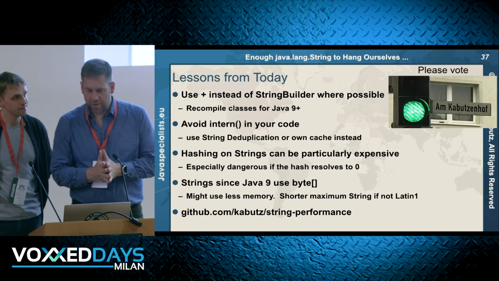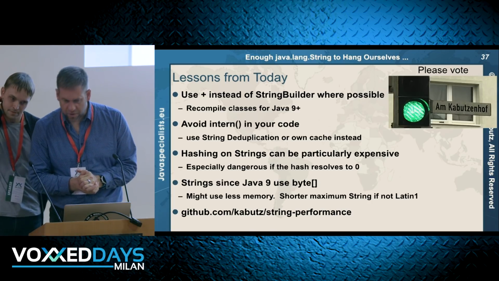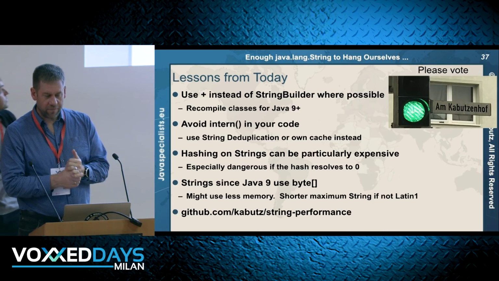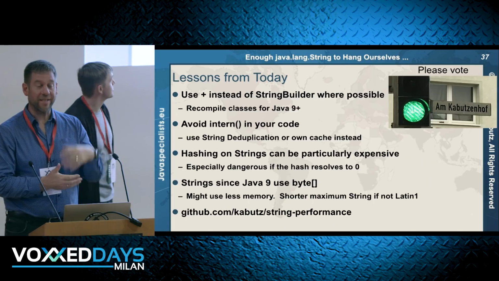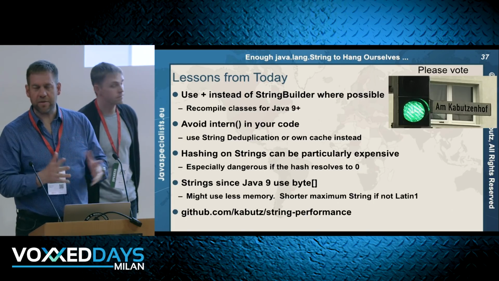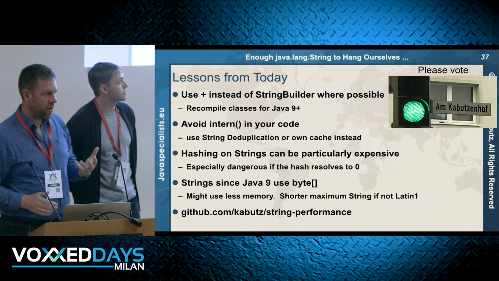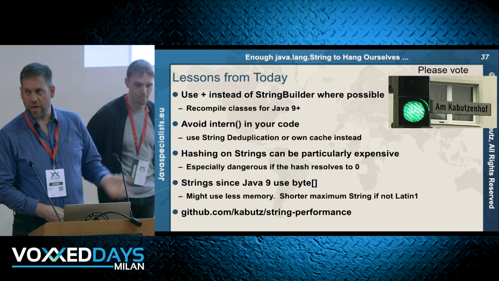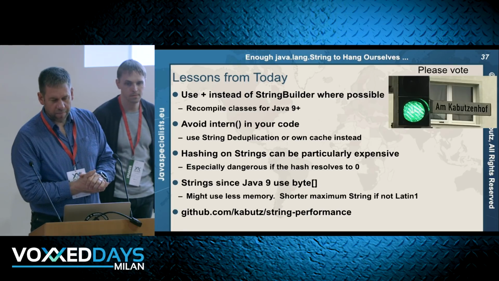Just a few lessons from today. Use plus instead of StringBuilder wherever possible, and you'd have to recompile your code to take advantage of the new features we've got there. Also, if you use intern in your code, and I've seen code bases where they use intern extensively, rather see if you can use your own cache, because it can be many factors faster. Even with the improved Java 11 version, we found it to be many factors faster to use your own concurrent hash map, especially if you don't have too many strings. It can make a big difference.